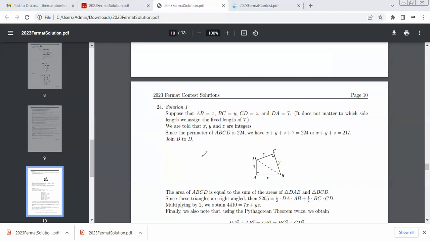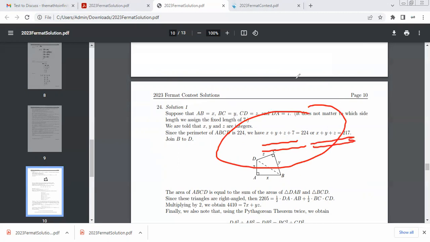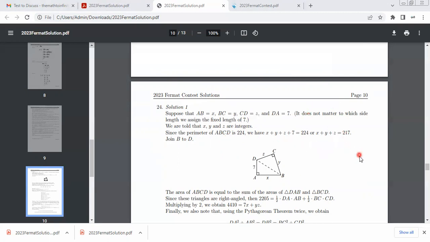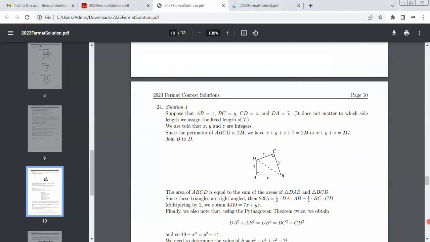And we know what the perimeter is. The perimeter means the total sum of the sides. Exactly. So you just have to add all 4 sides and equate it to the perimeter. So it's X plus Y plus Z plus 7 is equal to 224, right? When you subtract this 7 from 224, you'll find X plus Y plus Z, which is 217, right?